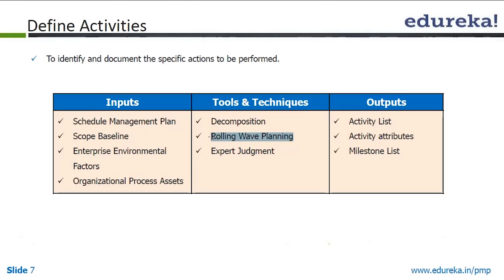And what we get is a list of activities. We also get activity attributes. And we also get a milestone list, which lists the milestones, because we need to track the milestones.